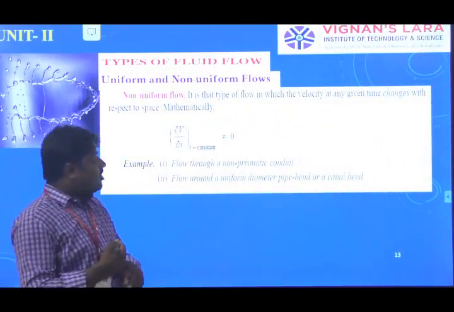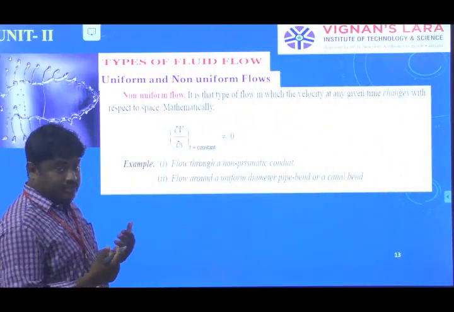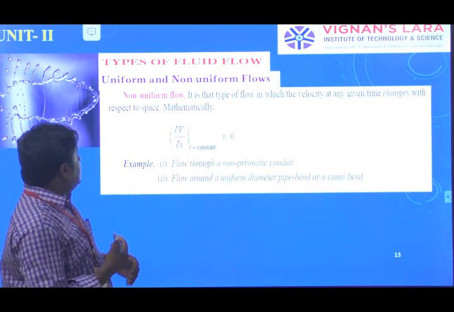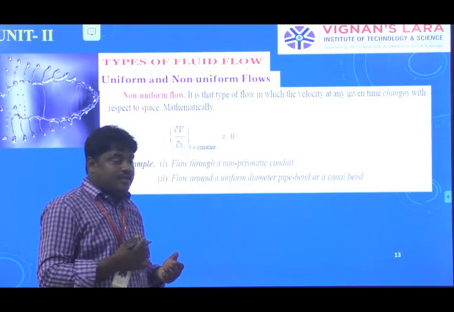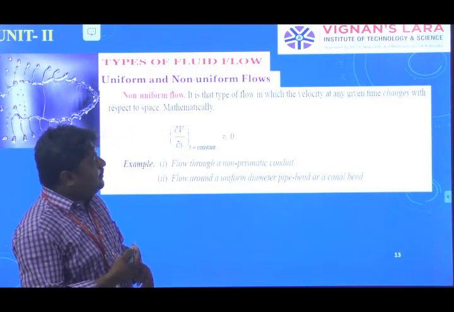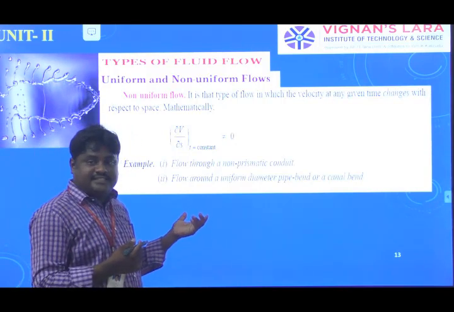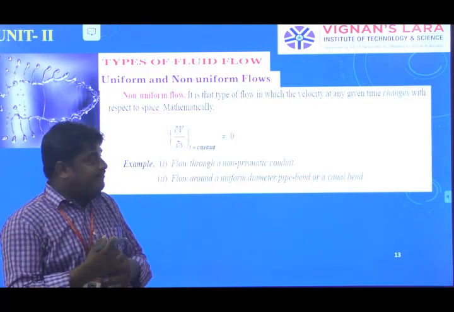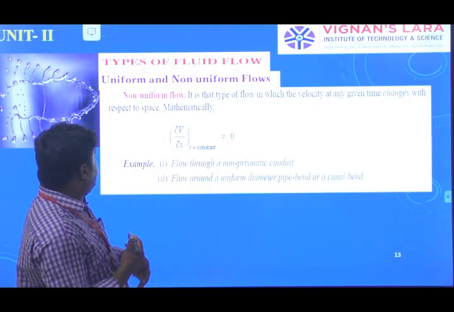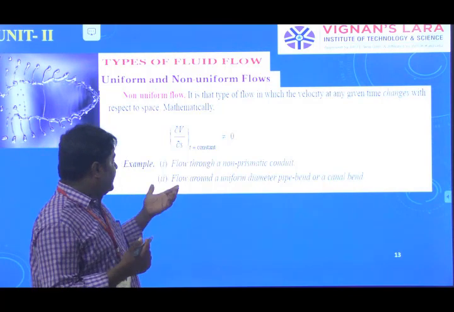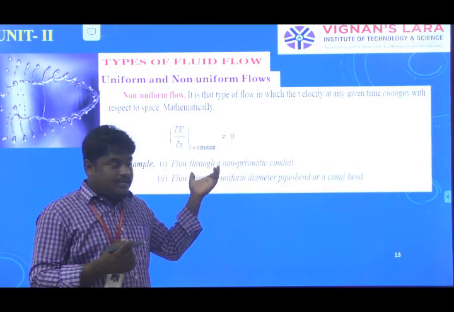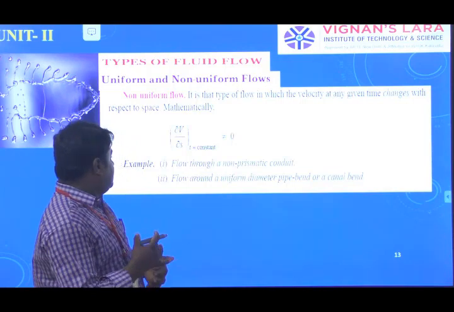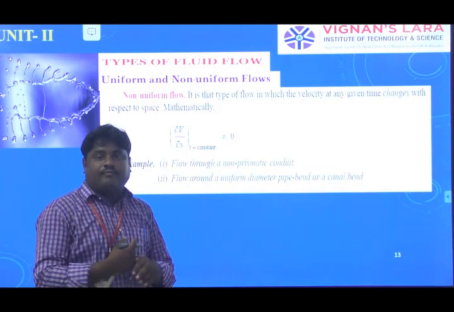And finally the last topic in today's class, that is non-uniform flow. It is the type of flow in which the velocity at any point changes with respect to displacement. Then we can say that is the non-uniform flow. That's why I have written dou v by dou s, here t is constant, is not equal to 0. Then we can say that is the non-uniform flow.